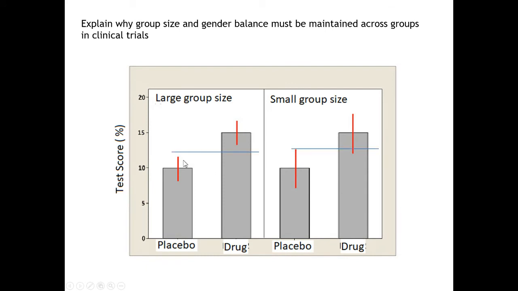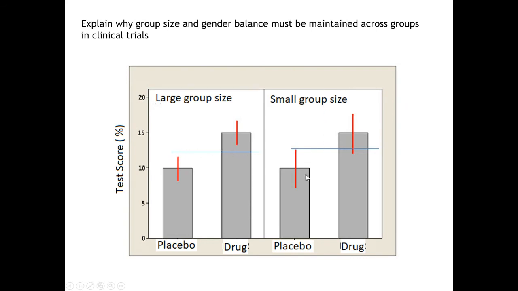Now, because there is a gap between the top of this bar and the bottom of that one, it means we're actually fairly confident that there is a difference, that the drug has increased the test score, because even the lowest idea of where the drug effect is, so here, and the highest effect for where the placebo was here, they do not overlap. So there is a bit of a gap.